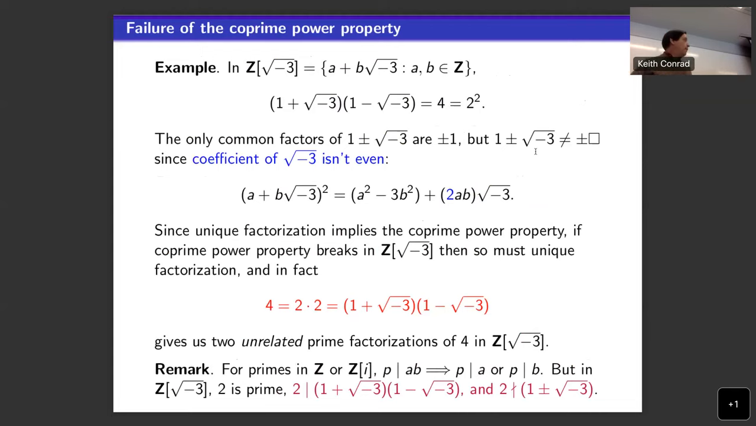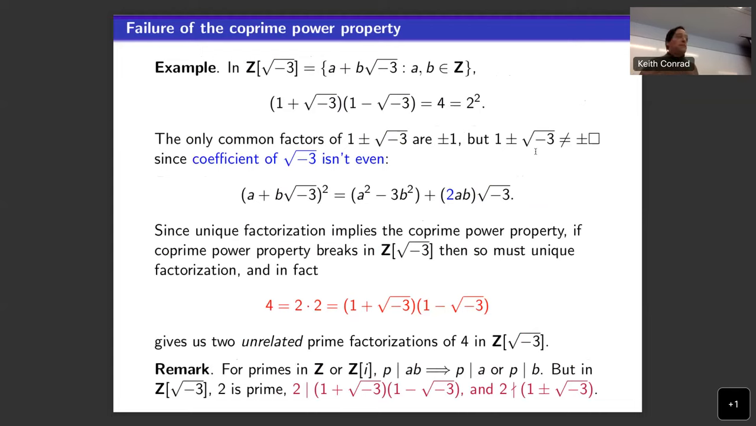And so, unfortunately, the coprime power property doesn't work. Well, the only proof of the coprime power property uses unique factorization. So actually what this shows is there's not unique factorization in Z bracket root minus 3. And in fact, this very equation is an example of non-unique factorization because 2 and 1 plus or minus root minus 3 don't decompose in Z bracket root minus 3. So they're all prime and their products are equal, but the two sides are not the same primes up to a plus or minus sign.